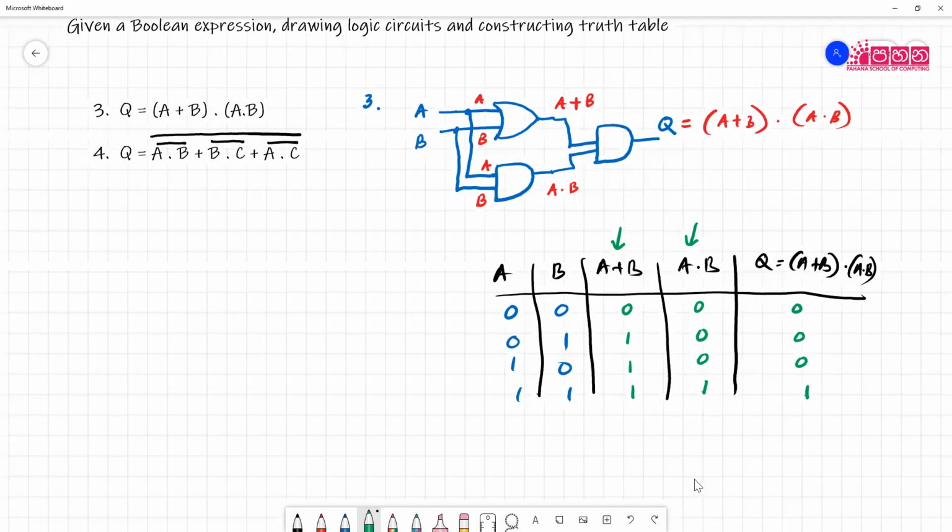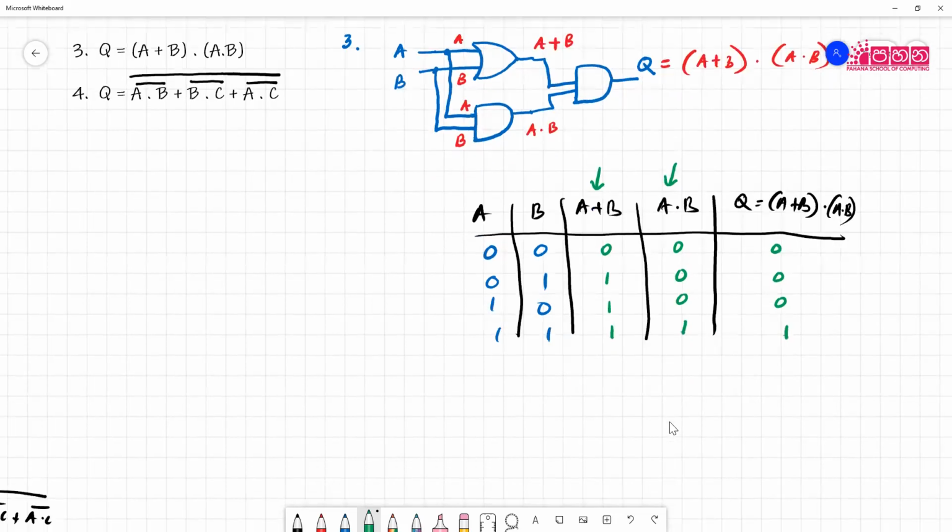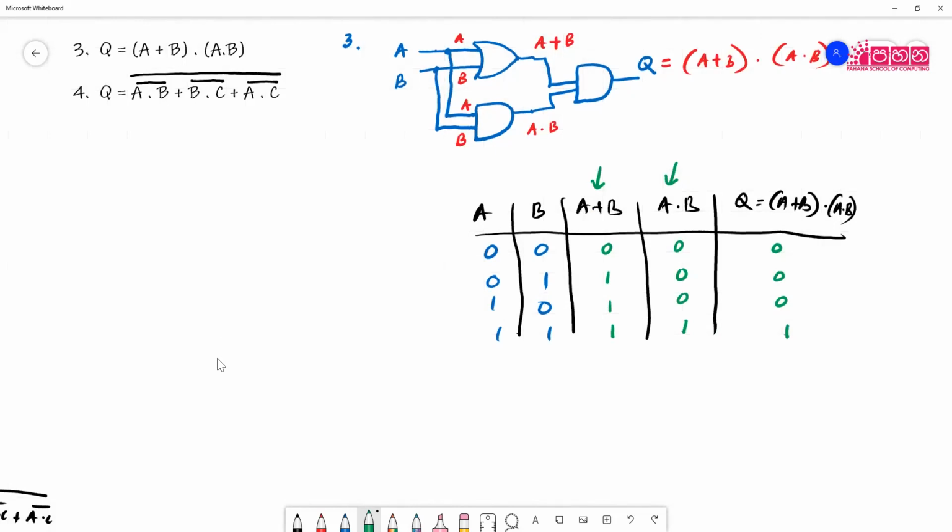Okay, so let's move to the next one. I'm going to first of all draw this circuit, and then we can discuss the truth table. So let me start with the fourth one. We will have A dot B, B dot C, A dot C. So there are 3, which means 3 inputs. So I will put it in this way. This is another way to draw.